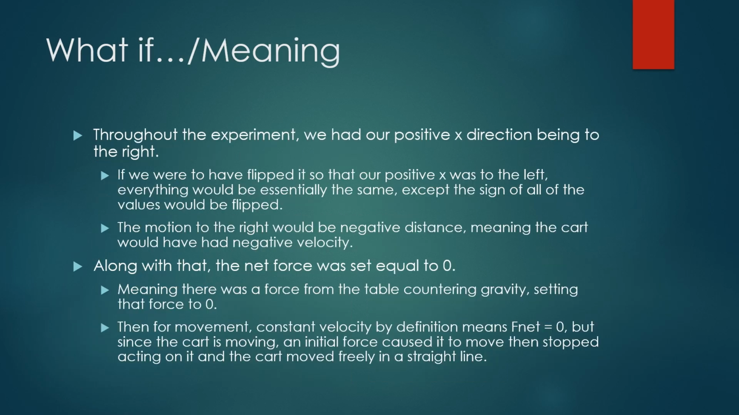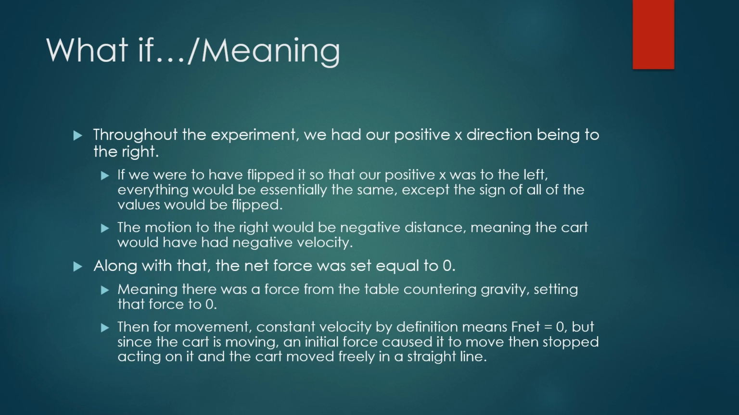To wrap up, throughout the experiment, we had our positive x direction being to the right. If we were to have flipped it so that our positive x was to the left, everything would essentially be the same except the sign of all the values would be flipped. So if we were to have had positive x be to the left, but continued moving the cart to the right, the distance would have just been negative and then the velocity would have just been negative. If we were to move it to the left in the new positive x direction, the values would be exactly the same as the ones found.